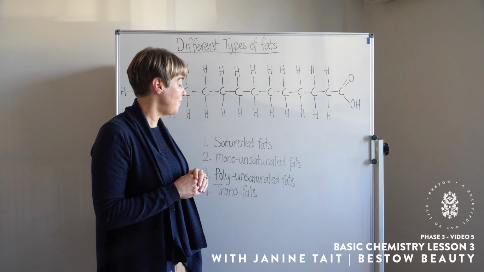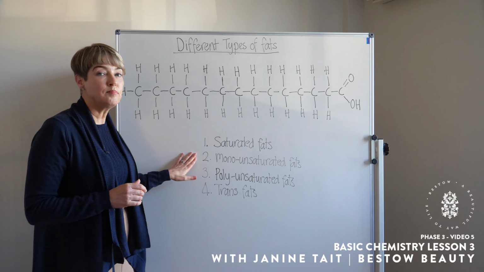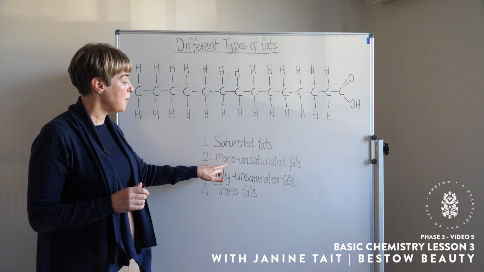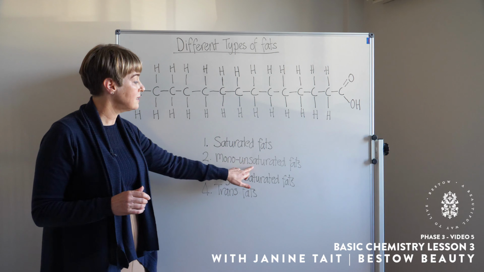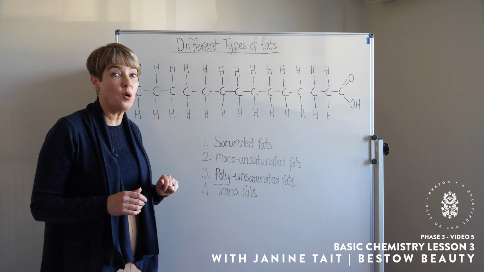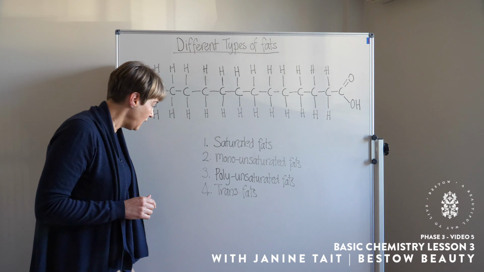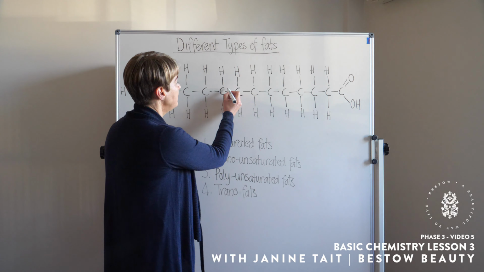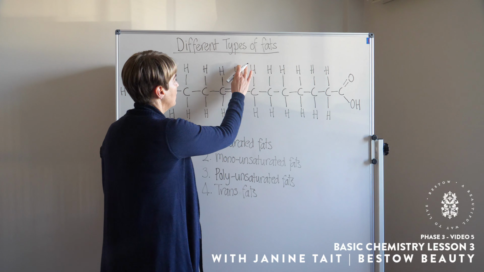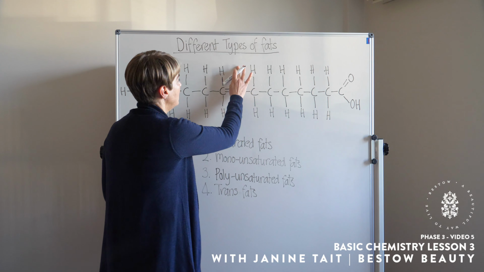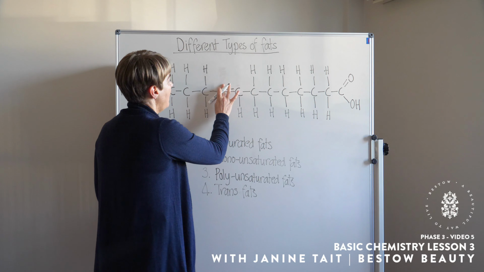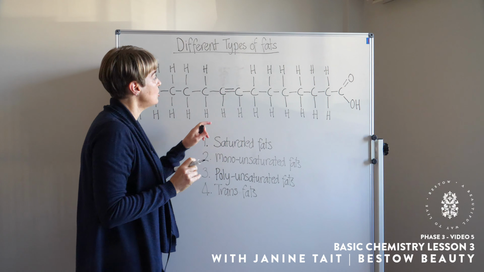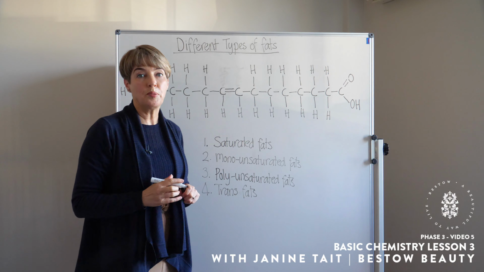So that's saturated fats. The next one we'll look at is monounsaturated fats. Now mono means one, and unsaturated means there's a double bond. So there's one double bond in monounsaturated fats. So what we would see is this situation where we don't have a hydrogen here and we don't have a hydrogen there, and so therefore it is now unsaturated, but we have our double bond.